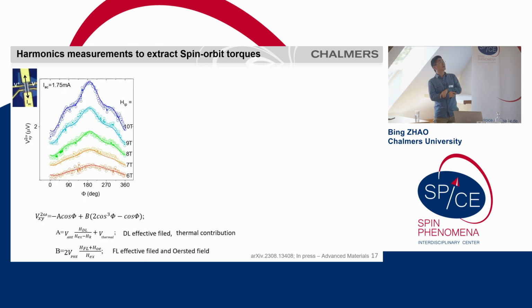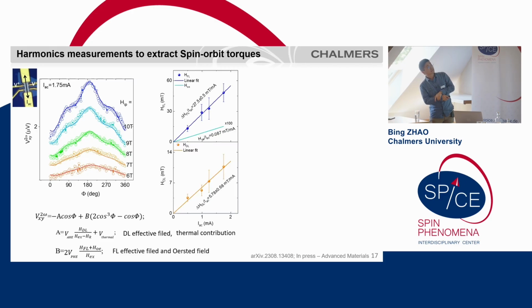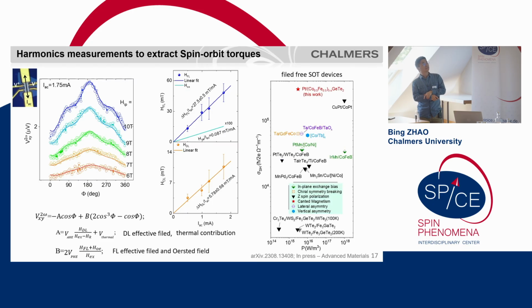Then we use harmonic measurements, meaning we use low-frequency second harmonics to check the SOT efficiency. We found that, of course, field-like torque and damping-like torque are both there. We also found the spin Hall conductivity is pretty good compared to other field-free devices. Basically, because we have Pt, it has very strong SOC, and it also has very low resistance, which means it is very conductive.